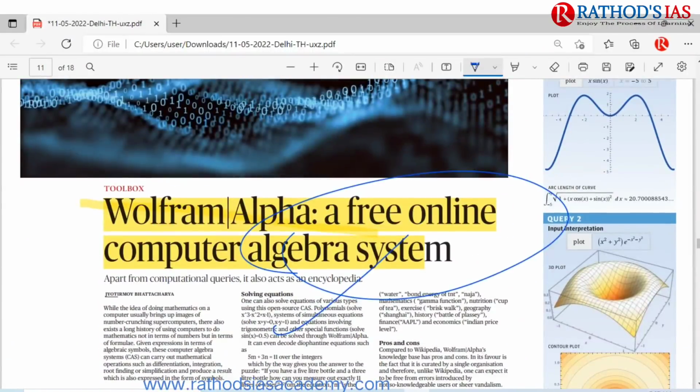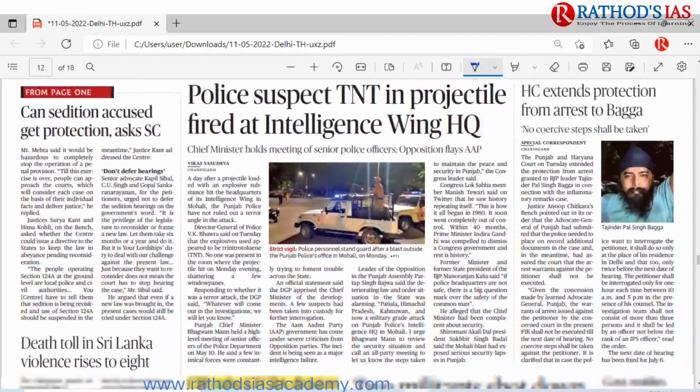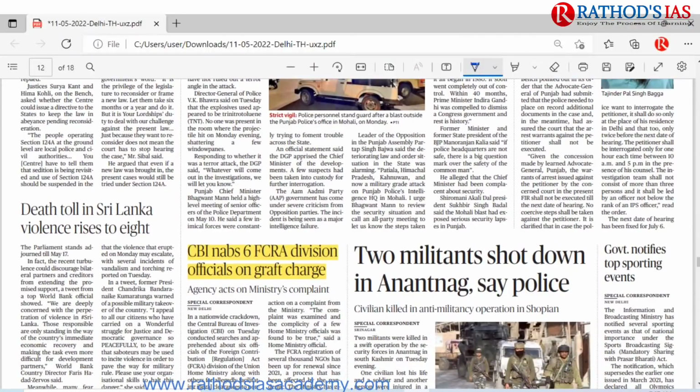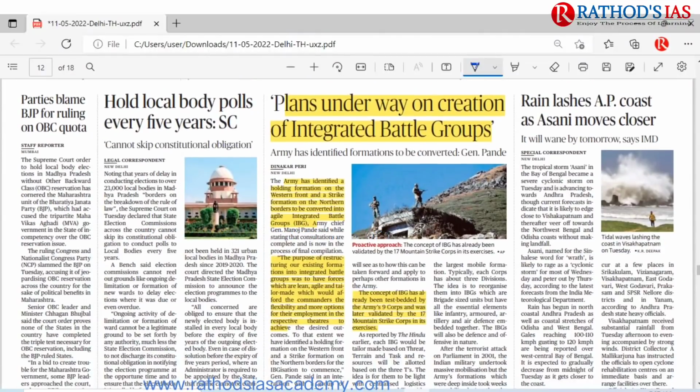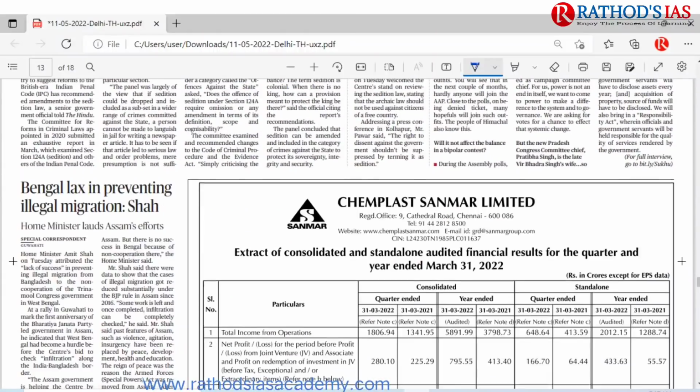So regarding this, there is also one article which appeared in our yesterday's newspaper. And in this newspaper page, CBI NAB 6 FCRA division officials to graft charge. So here you need to focus on this Foreign Contribution Regulation Act. So it has been seen in news from September 2021 onwards. And the next article is regarding plans underway on creation of integrated battle groups. So you need to know what these integrated battle groups are. So this is also very important.